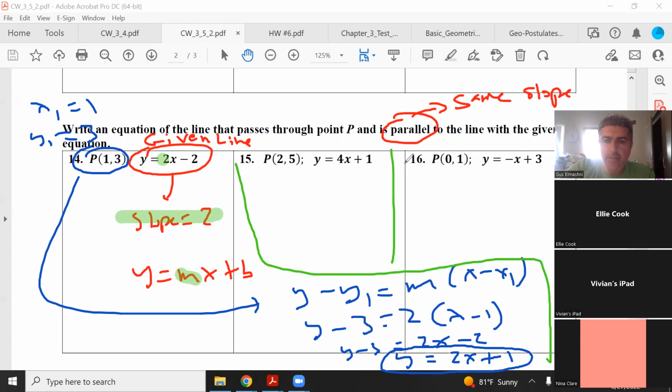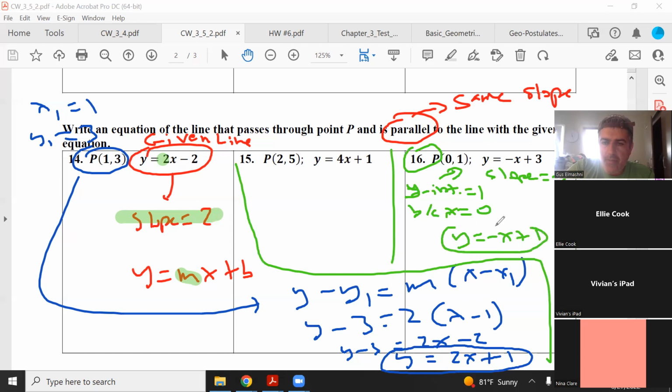So let's look at 16. The slope here is -1, and this is automatically a y-intercept because x equals 0. So immediately I could just say y equals -x plus 1. You don't have to do the same work that I did for 14, though you could. It's not necessary because I'm going to get the same thing and I'm already given the y-intercept. But if you wanted to, yeah.